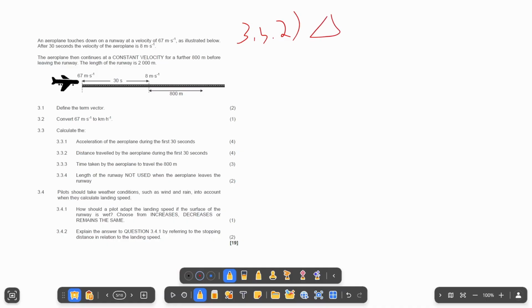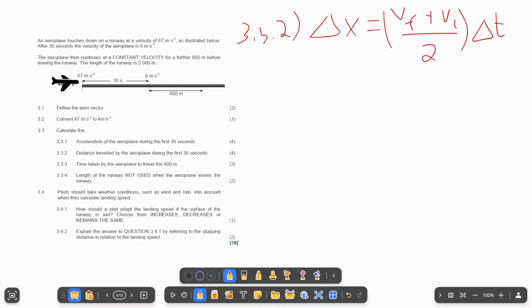We can say the change in x is equals to Vf plus Vi divided by 2, all multiplied by the change in t. We are given this formula, and we know it is the change in x that we need to calculate. We are given the final velocity, which is 8. We are given the initial velocity, which is 67, and then 2 is a constant. Time we are given is 30 seconds. That is in the first 30 seconds. See, that's why we chose this.